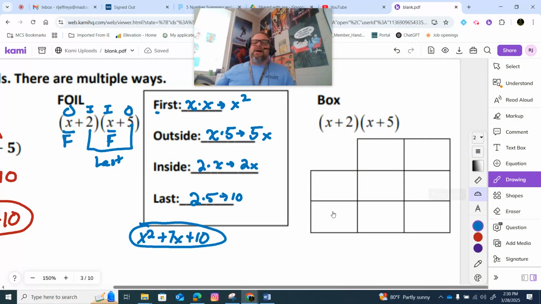And then box method. All right. I like putting the first terms right here. I like putting the second terms on the top. It really doesn't matter.